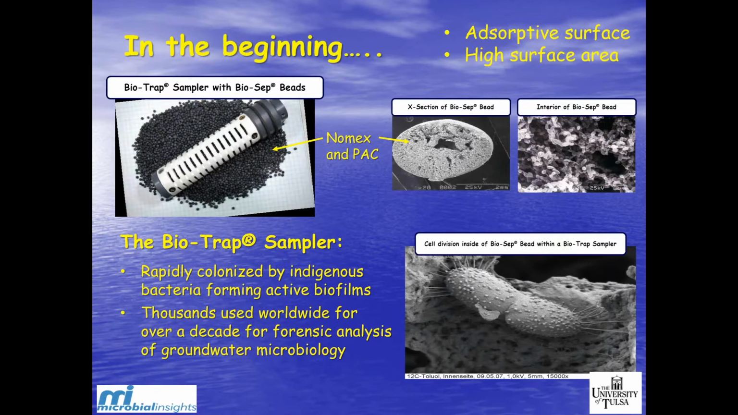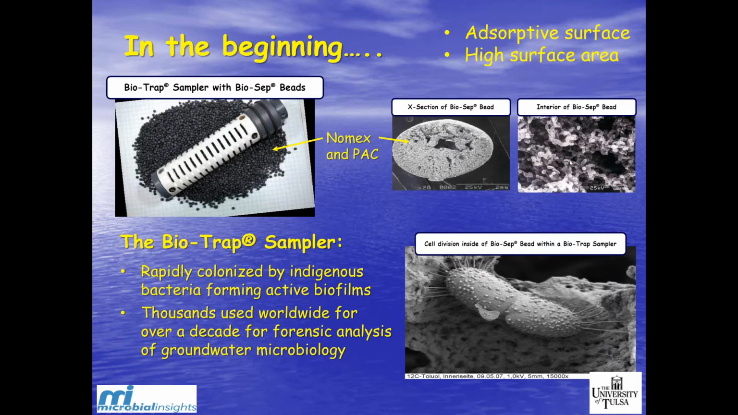Now, Dora was talking to you a few moments ago about the biotrap, and as Dora said, the biotrap is basically a housing similar to the one that you see here, that is filled with Bio-Sep beads. And as Dora said, they're made out of Nomex and powdered activated carbon. This is a cross-section of one here. So basically, you can think about this as powdered activated carbon held in a three-dimensional porous network. There's a very high degree of porosity here. About 75% of the inside of the Bio-Sep bead is empty space where microorganisms can grow.